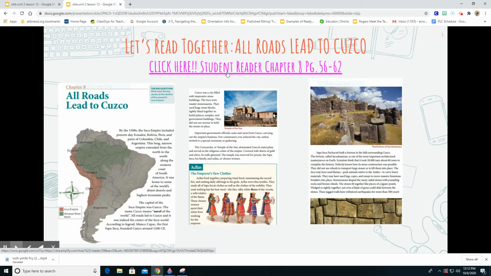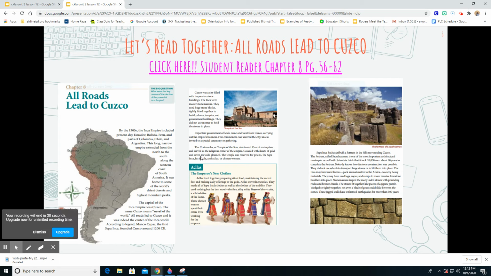According to legend, Manco Capac, the first Sapa Inca, founded Cuzco around 1200 CE. Cuzco was a city filled with impressive stone buildings. The Inca were master stonemasons. They used huge stone blocks tightly fitted together to build palaces, temples, and government buildings. They did not use mortar to hold the stones in place. Okay, boys and girls, we're going to stop right here and continue our reading when we come back.